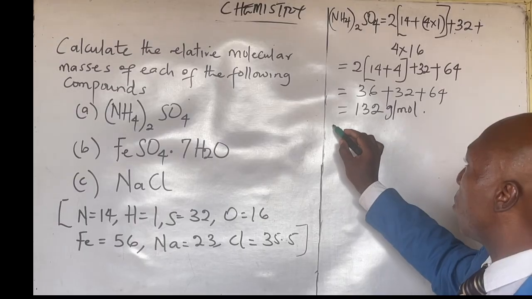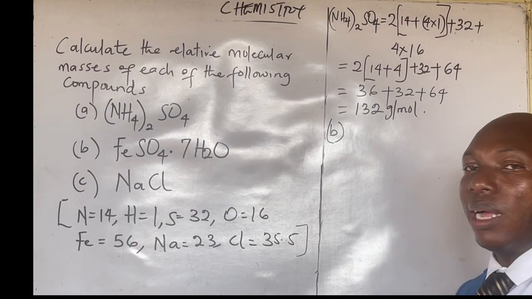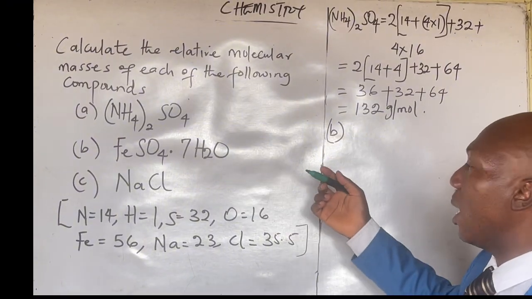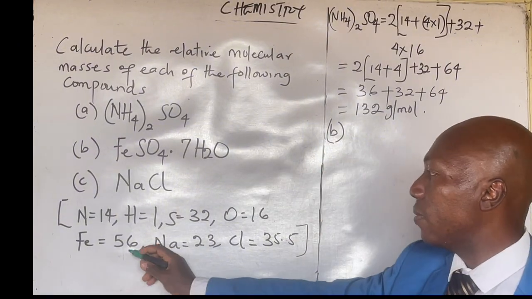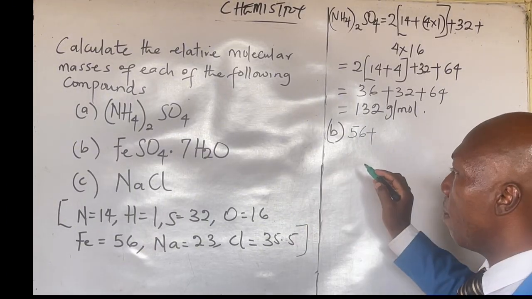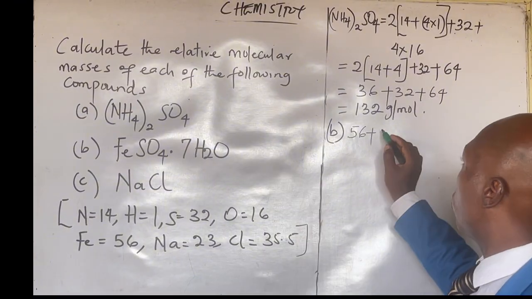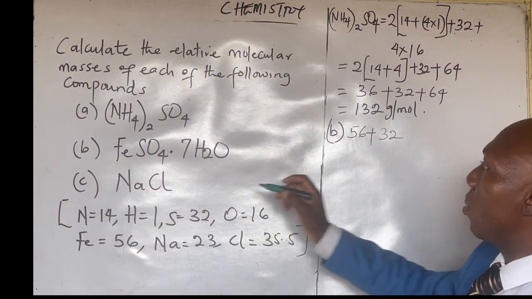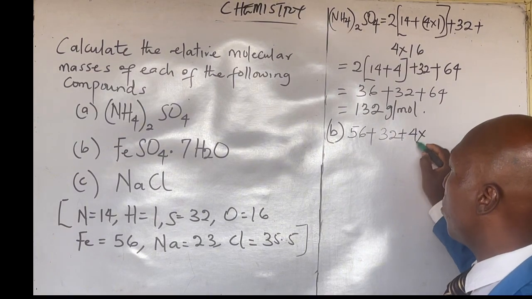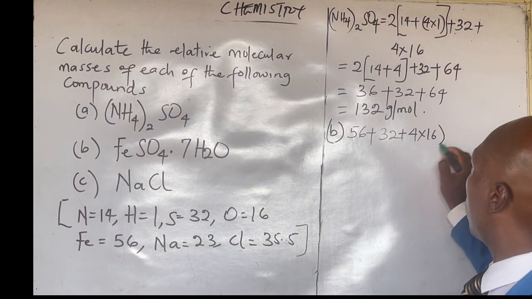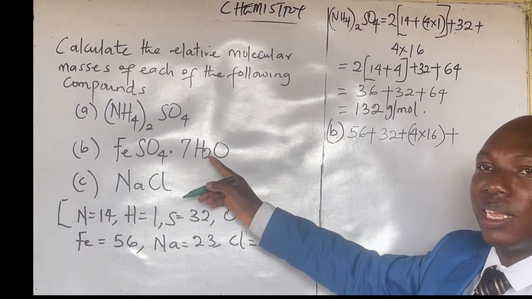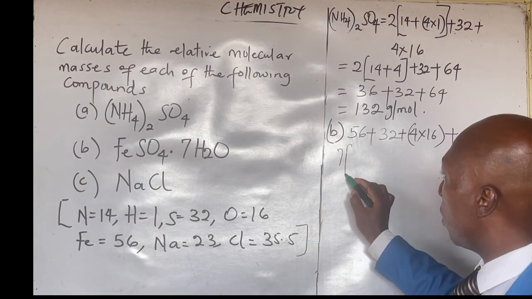So we have Roman figure ii, that's the B part. We have iron sulfate heptahydrate. So the first one is iron. Iron is 56. We have sulfur is 32. Oxygen is having 4 atoms, so plus 4 times 16. We put it in brackets to avoid the confusion. Plus, we have 7 water. We have 7, we put it in the large bracket.